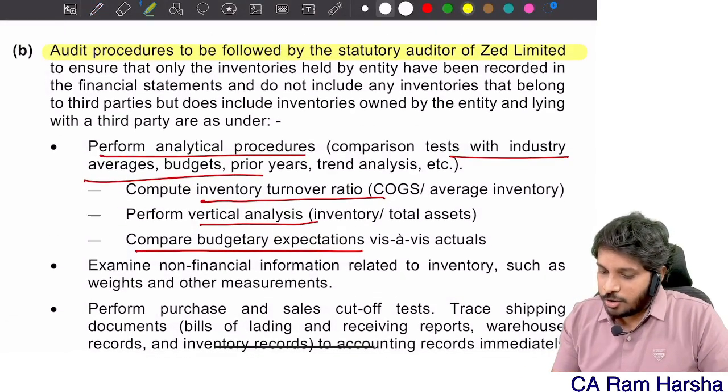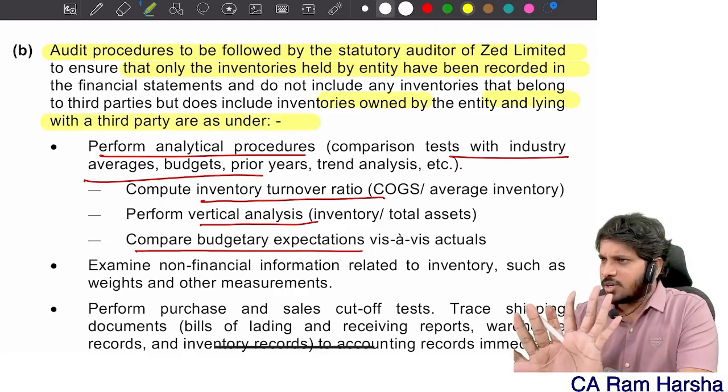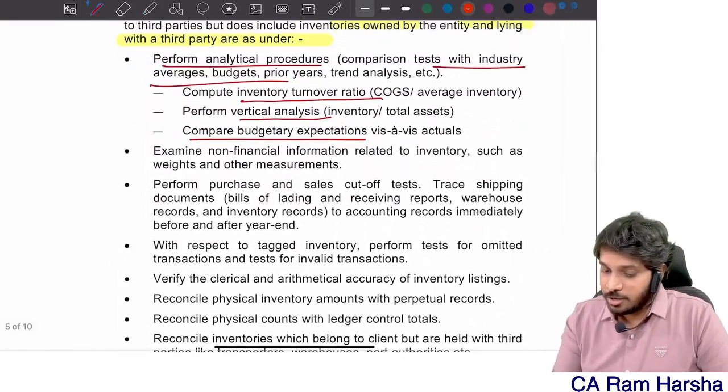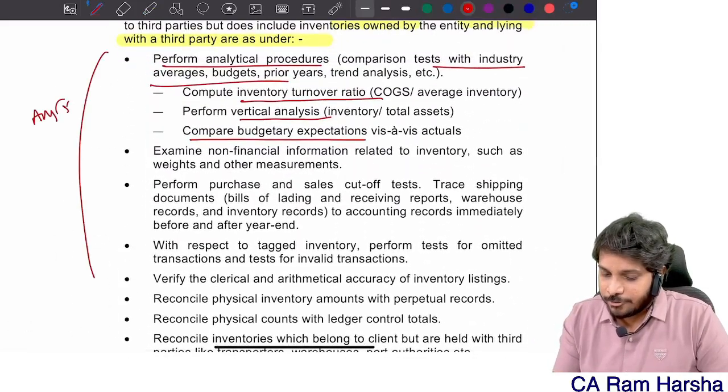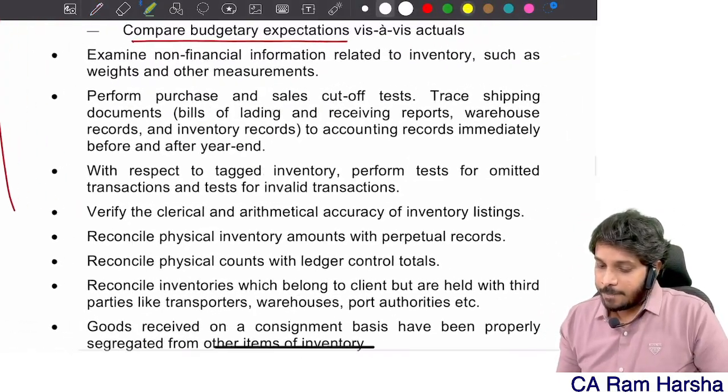Audit procedure to be followed for inventories held by third parties, that are owned by the entity and lying with the third party. Like, what is the audit procedure to be followed? First, in this, they have given so much, right? You need not write the entire thing. Any 5 points is enough. What points will I verify?